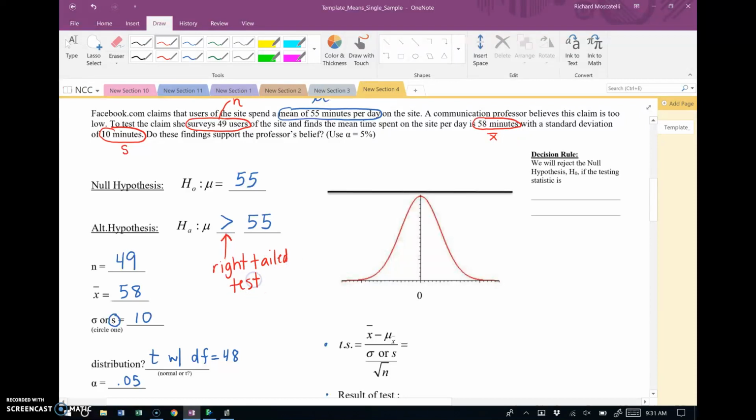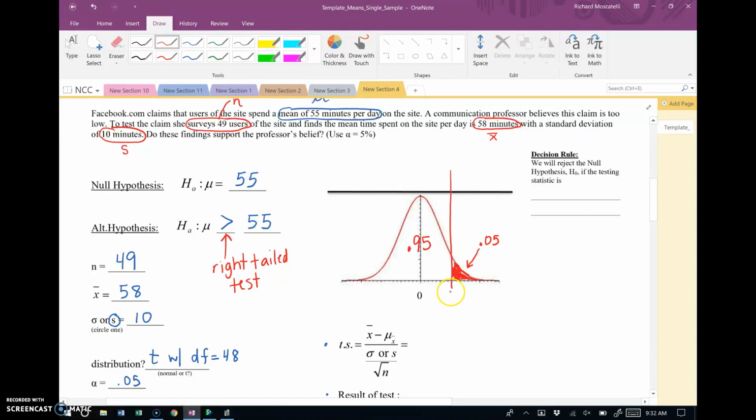So remember, if it was less than, it would be a left-tailed test. And if the alternative hypothesis was not equals to 55, that would be a two-tailed test. So I'm going to draw a vertical line straight down here and shade a critical region to the right. And remember, this critical region, I know that area is given to me, and it's 5%. That's alpha. And by common sense, this is confidence over here, which is 1 minus alpha, which is 0.95.